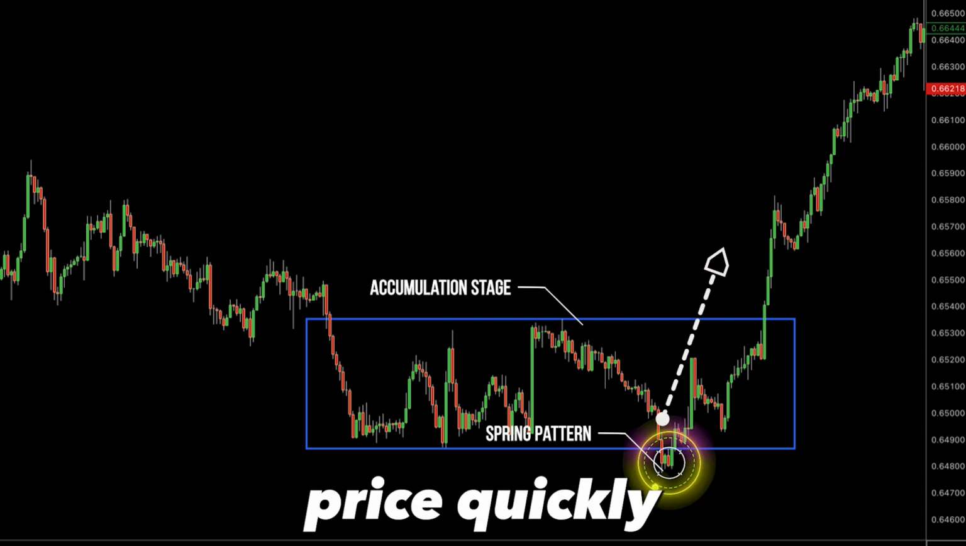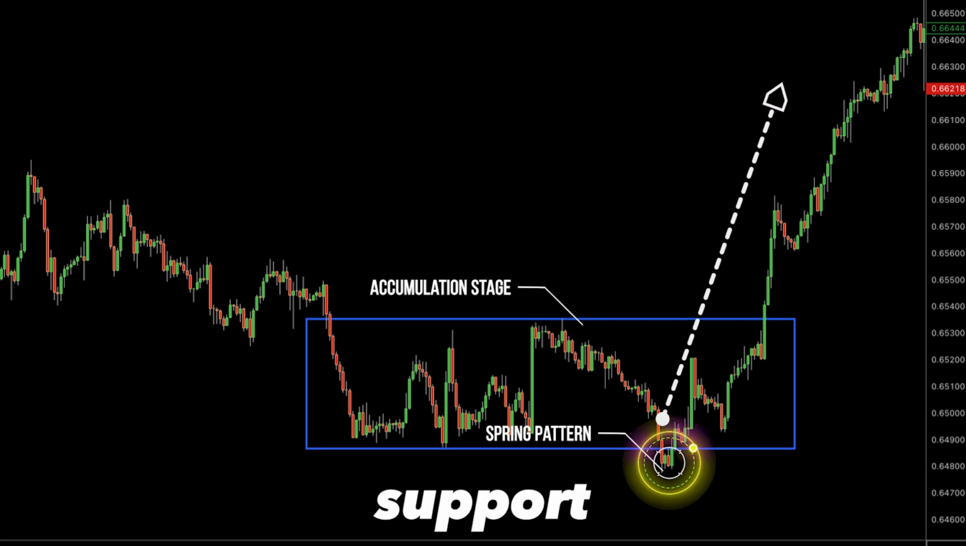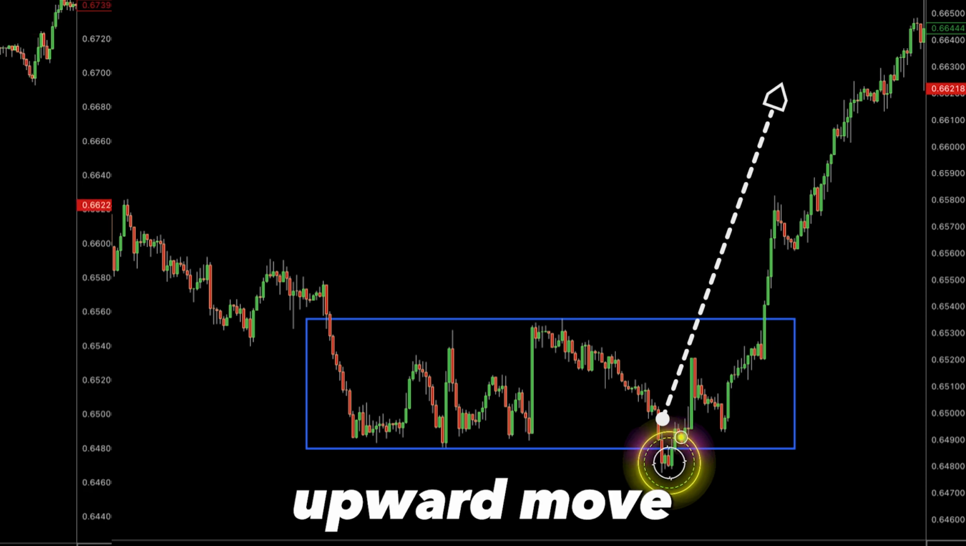However, the price quickly reverses and closes back above that support level. This sudden reversal catches those sellers off guard, triggering their stop losses and causing them to lose money. Meanwhile, institutional traders recognize this trap and enter the market heavily, leading to a strong upward movement. So in essence, a spring is like a false breakout designed to trap sellers before a significant upward move.